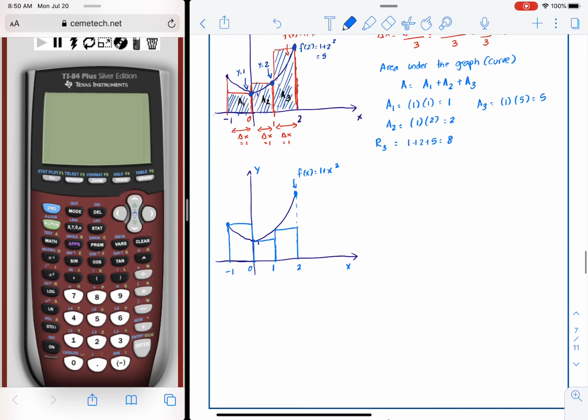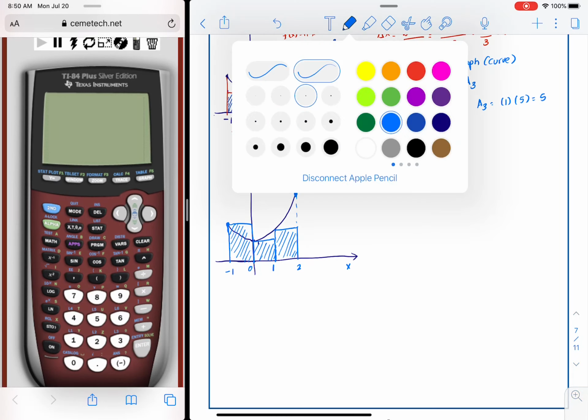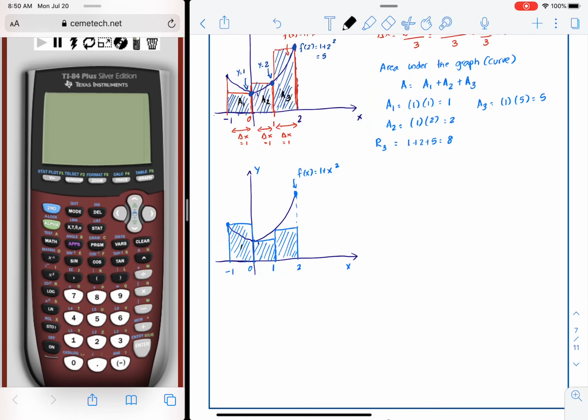So those would be the areas. I have A1, A2, and A3. Those points are y equals 1 plus 1 squared, which would be 2. At that point, we know that y is 1. And over there, we know that y is 2.